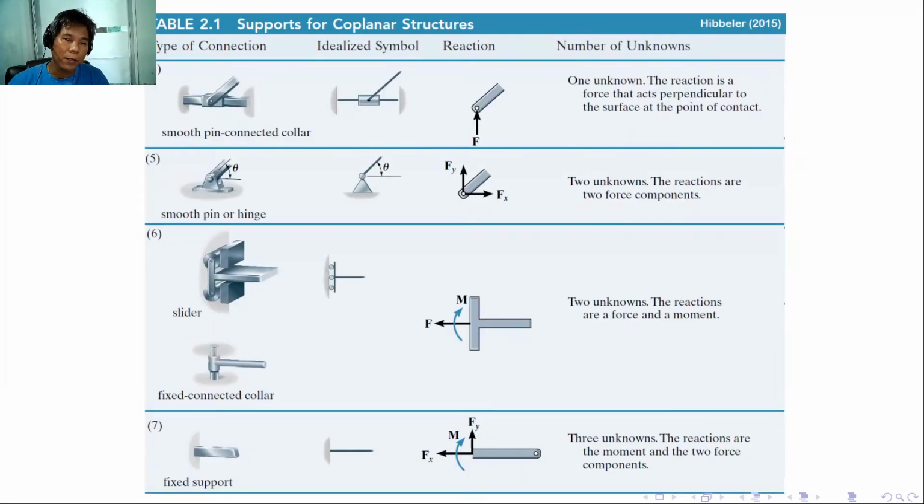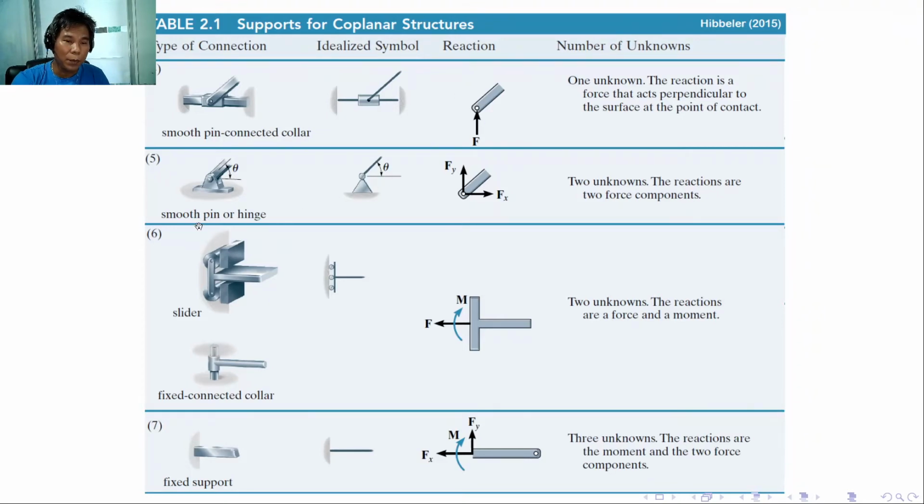The fourth connection is a smooth pin connected collar. It can be idealized like this one. You will draw a cylinder, and then with the length as a stick model. Again, we only have one unknown for this one, which is perpendicular to the surface at the point of contact.